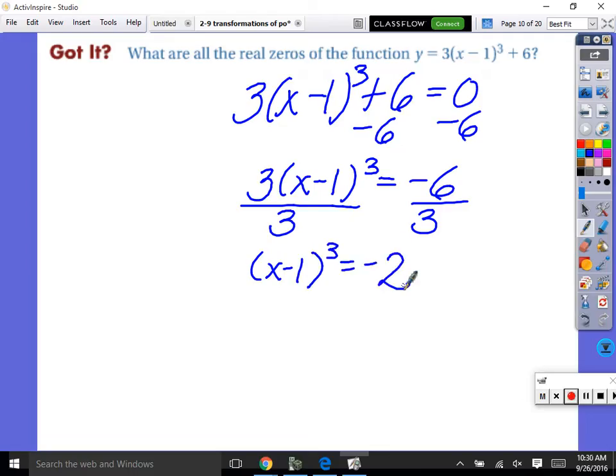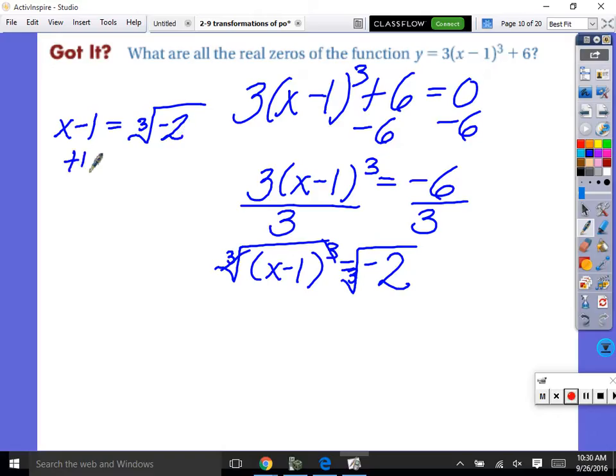Is everybody good? To undo the cube, we'll take the cube root of both sides of the equation. So we have root cancels out with power. We have x minus 1 is equal to the cube root of negative 2. Is that a decimal? Yes. So we want exact solution. So leave it as the cube root of negative 2. Does everybody understand? And I have one last step to get x alone. What will I do? Add 1 to both sides. Add 1. So x is equal to the cube root of negative 2 plus 1 is my solution.